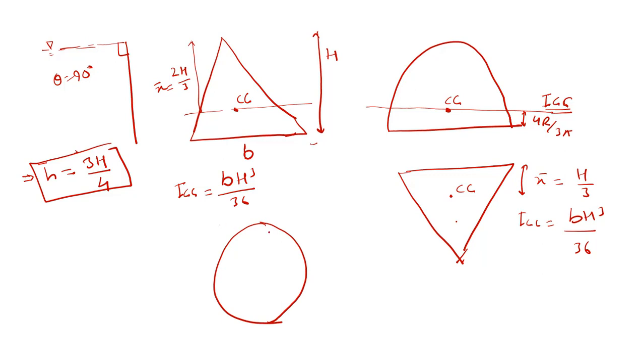Right. So for a complete circle, what is x bar? It is nothing but d by 2. And what is IG? This will be the IG, and this is CG. IG will be pi d to the power 4 by 64.